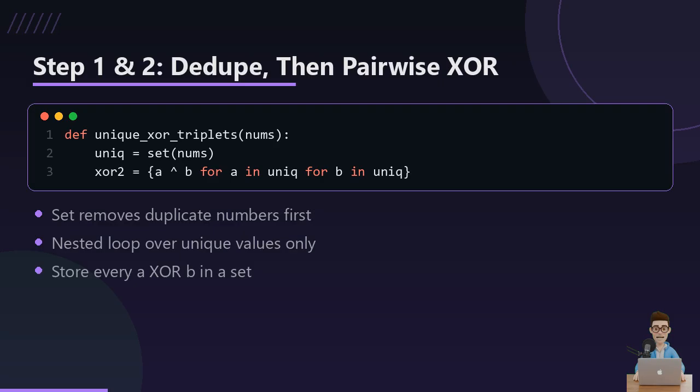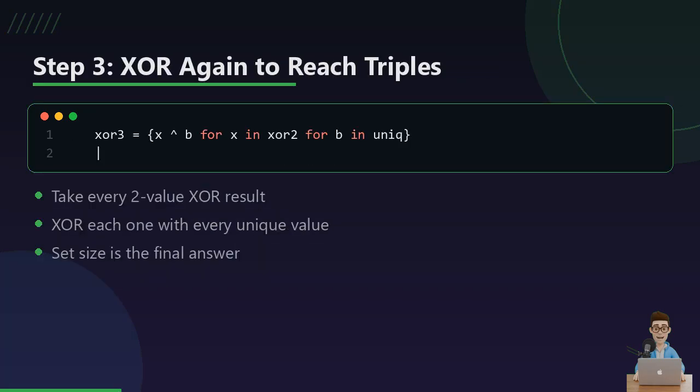Second line, we go through every pair of these unique numbers, including pairing a number with itself, combine each pair with XOR and store every result in a new set. Now for the final step. We take every result we found in that second set, and remember, those came from combining 2 numbers, and we combine each one with every unique original number one more time. This effectively simulates combining 3 numbers together without ever writing 3 nested loops.